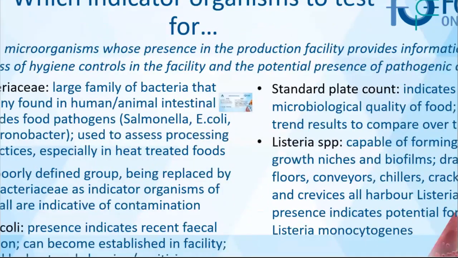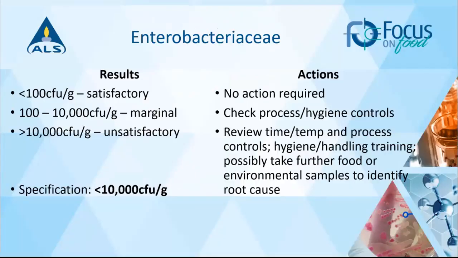We'll start with Enterobacteriaceae. They're a large family of bacteria that includes many found in the human and animal intestinal tracts. The group includes food pathogens such as Salmonella, E. coli, Shigella, and Cronobacter, and it's used to assess processing hygiene practices, especially in heat-treated foods. So the presence in samples of final product and heat-treated foods indicates either post-processing hygiene breakdown or inadequate processing controls.